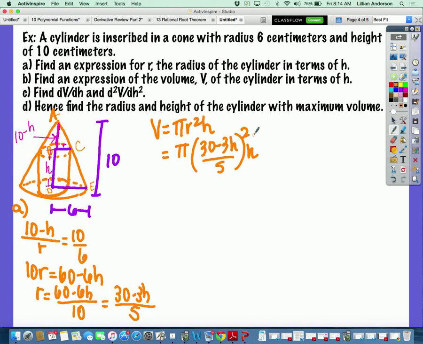And so you can leave it like this, or you can go ahead and multiply it through. I think that's what I'm going to do. I'm going to go ahead and multiply it through. Remember when you square the top, square the bottom.